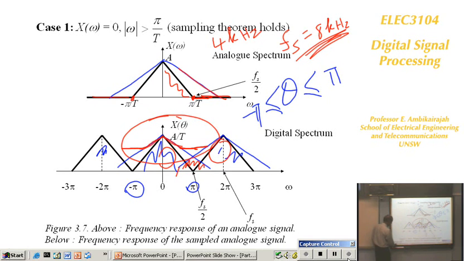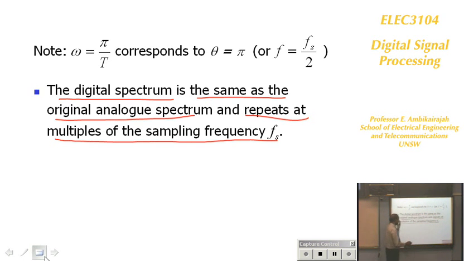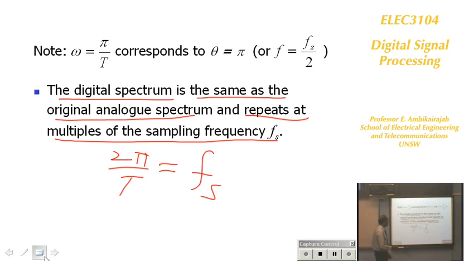Let's look at the second case. In the first case you're saying the digital spectrum is the same as the original analog spectrum and repeats at multiples of the sampling frequency FS. 2 pi over T is always the sampling frequency. You will find that as the sampling frequency because if you cross multiply this, this will become 2 pi. So 2 pi is the actual sampling frequency, and pi is half the sampling frequency. Correct. Now move on to the next one.